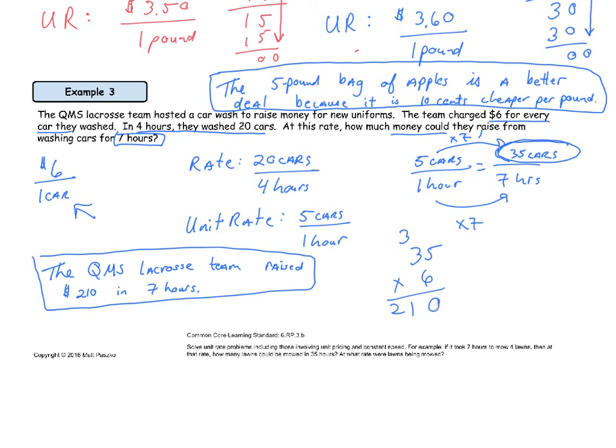So recognize that this problem has one extra layer than we have seen in examples 1 and 2. It's always smart to go back to the problem and see what the question is really asking us. I've seen many students in a question like this circle the answer of 35 cars. But in this case, we do not want to know how many cars they washed in 7 hours. Sure, that's useful, but the actual question asks us how much money they raised. So really look into these questions to determine what the question is really asking me.